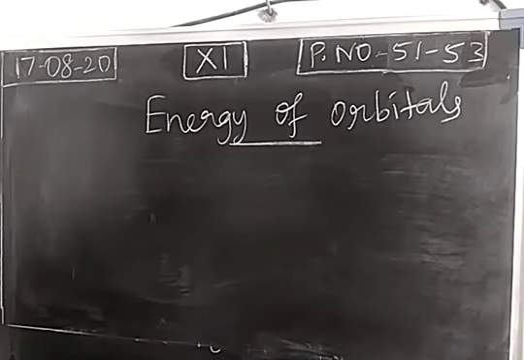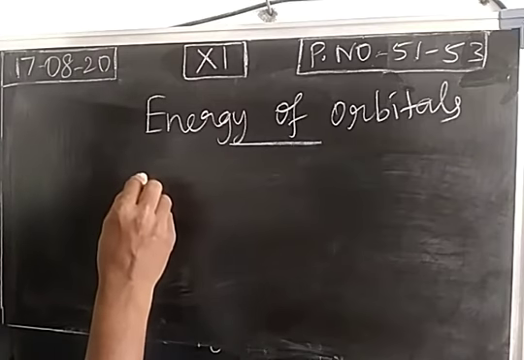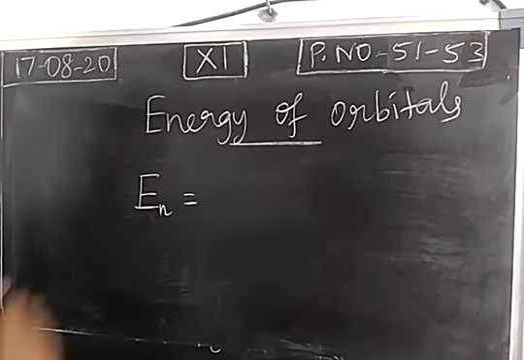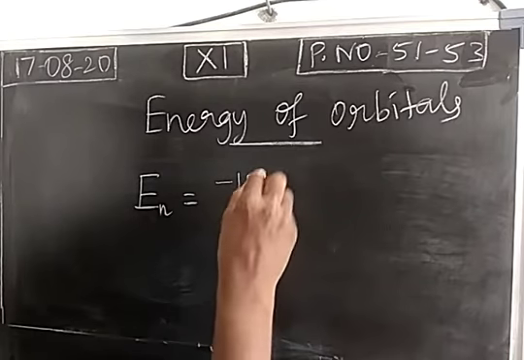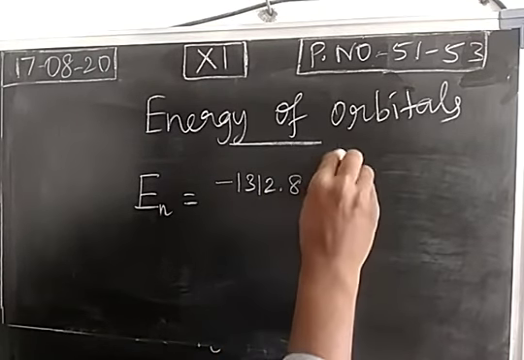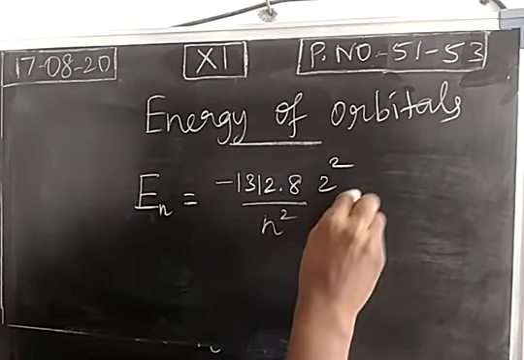When we consider energy of orbitals in different shells, we are not considering only one shell. So when we take different shells, what will be the energy of orbitals? In Schrodinger's wave equation concept and Bohr's atomic model, we studied the energy of an electron in the nth orbit: minus 1312.8 Z square divided by n square kilojoule per mole.